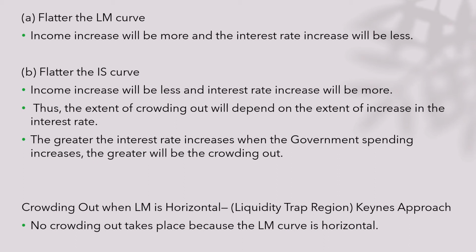Okay. So we have to see how investment is sensitive to changes in the interest rate. Okay. So, crowding out when the LM curve is horizontal. This is shown by the liquidity trap region of Keynes. We can use this Keynes approach here. In this region, there won't be any crowding out because the LM curve is horizontal.